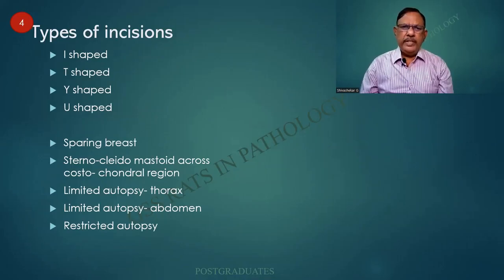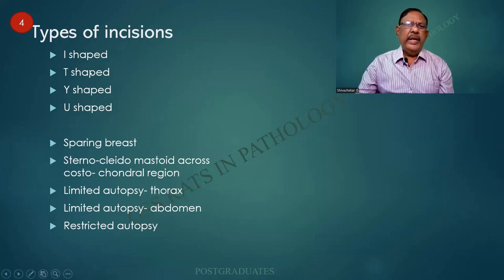The types of incisions. This I should have taken, or would have taken, in the last class, but I felt that this will be an apt moment. Name whatever alphabet you have got, you will be having an incision along with it. There can be an I-shaped incision, a T-shaped incision, a Y-shaped incision, a U-shaped incision. What are all these? We shall be seeing.